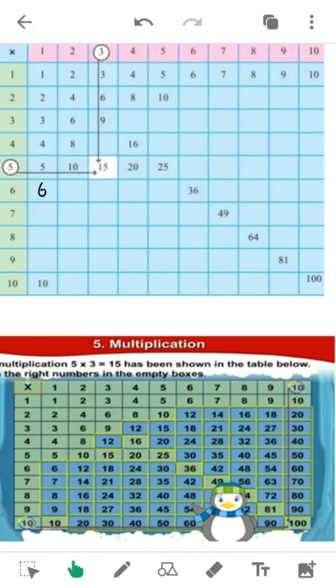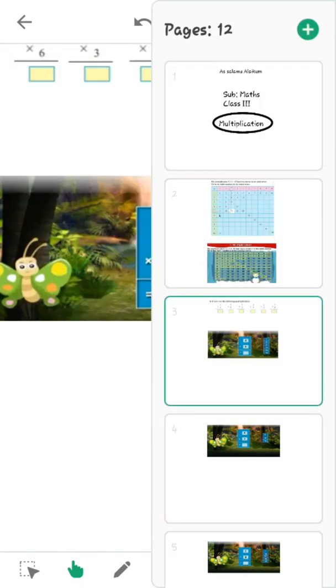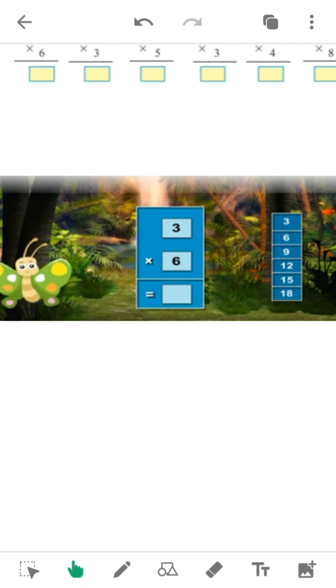Okay, so write in your notebook and do this activity in your notebook. Okay, next, some multiplication. Carry out the following multiplication.